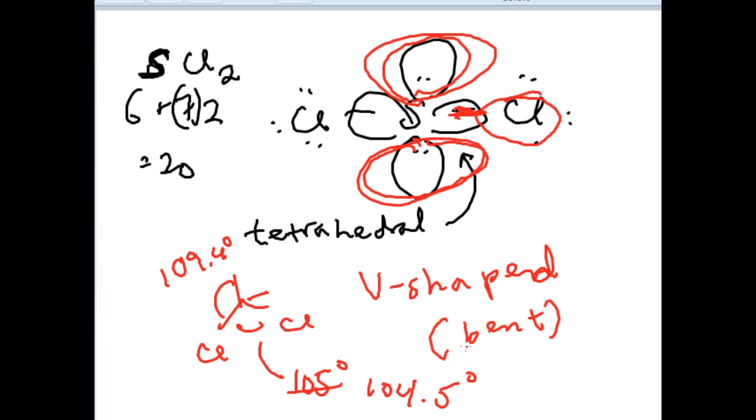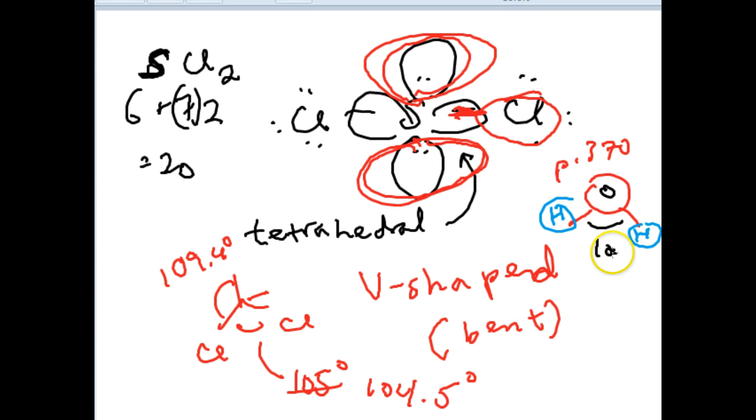It's about 104.5, and you could see that angle on page 370 at the bottom in the water molecule drawing there. They have a drawing on page 370, a water molecule. It's like this, OH2, H2O, and the angle there is 104.5. The water molecule has that bent geometry, or according to your book, that V-shaped geometry. Okay? So that was kind of interesting.